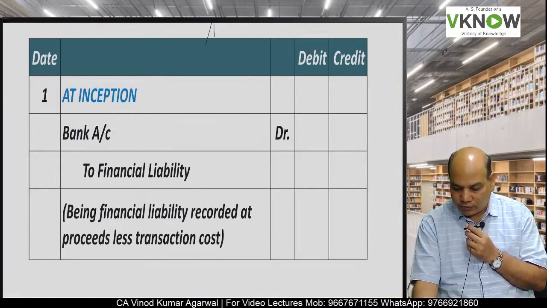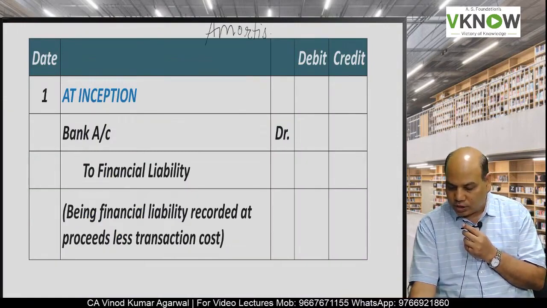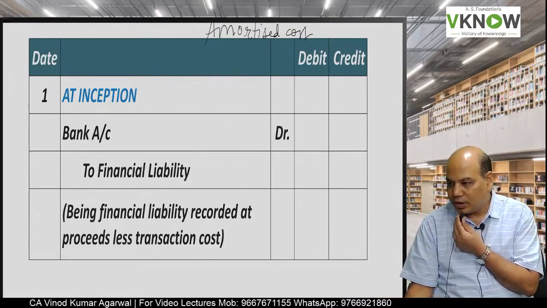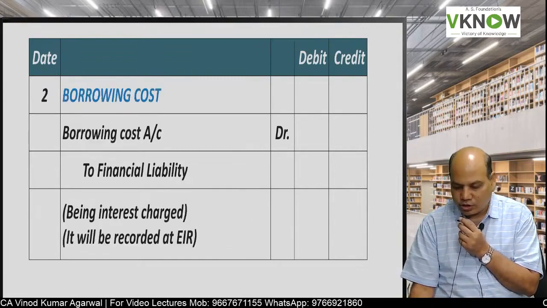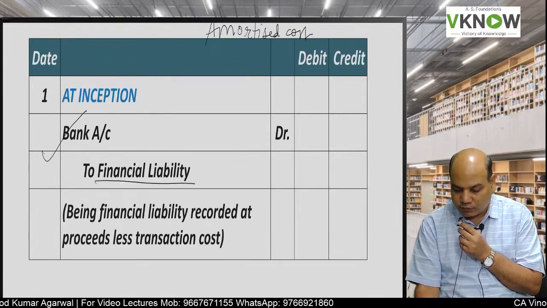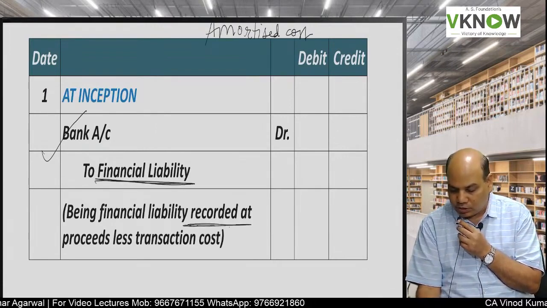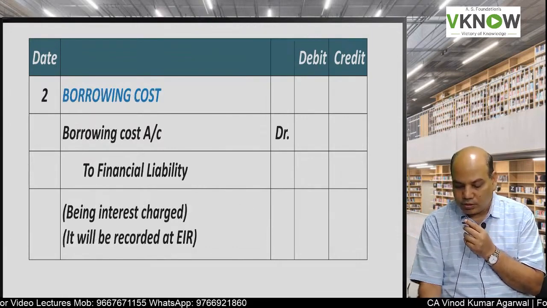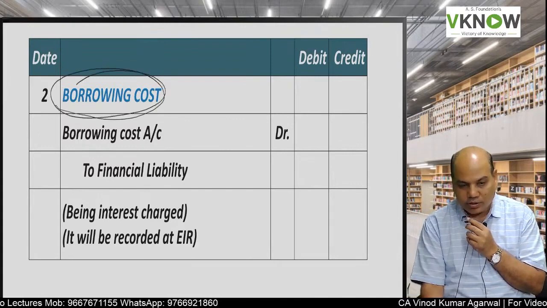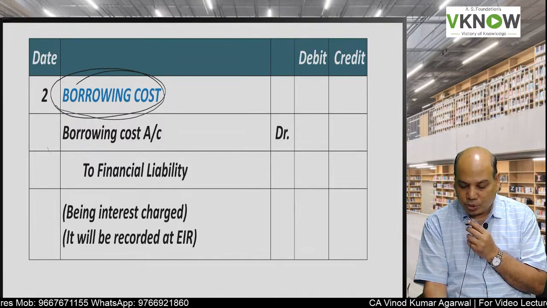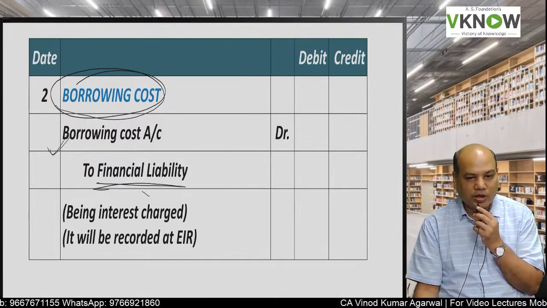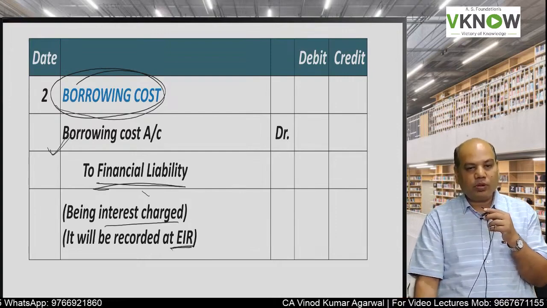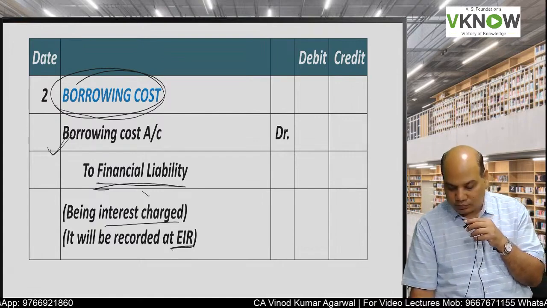So to make your life easier, if the category is amortized cost category, the entry at the inception will be bank account debit to financial liability account, and the amount will be equal to proceeds minus the transaction cost. At the end of the year or every interest payment date, you will create a liability borrowing cost account debit to financial liability account, and this is calculated using effective interest rate.